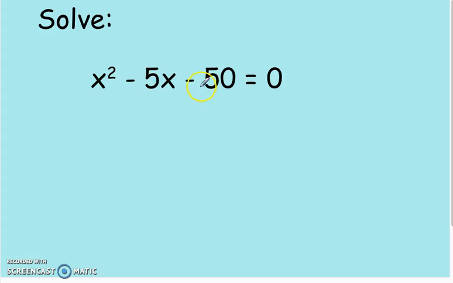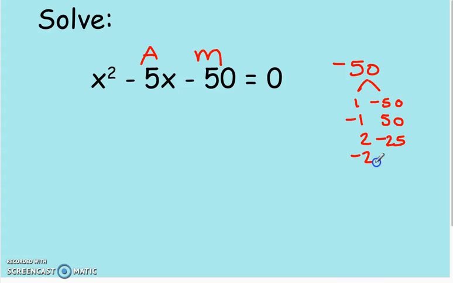x squared minus 5x minus 50 is a trinomial. So I need two numbers that add to negative 5 and multiply to negative 50. And if you need to, make your list of numbers that multiply to negative 50, like 1 and negative 50, or negative 1 and positive 50, and so on and so forth. You can have 2 and negative 25 and switch them, okay, and keep going like that. But this video is not about how to factor.